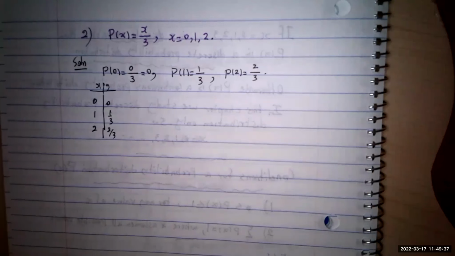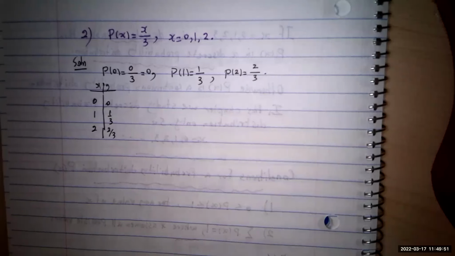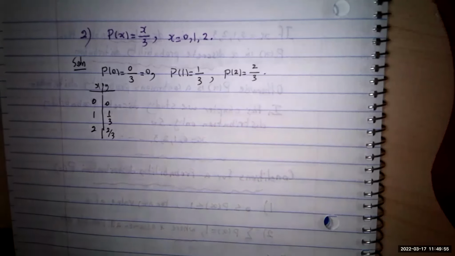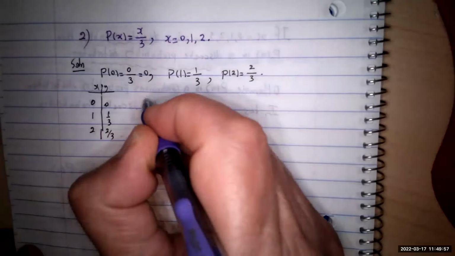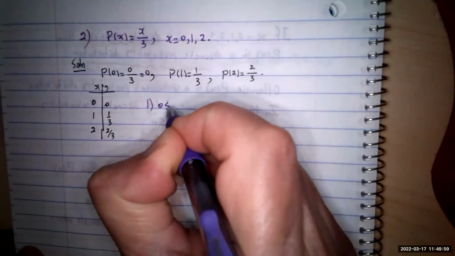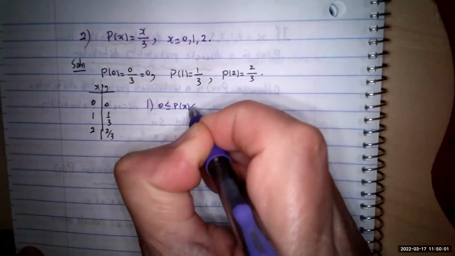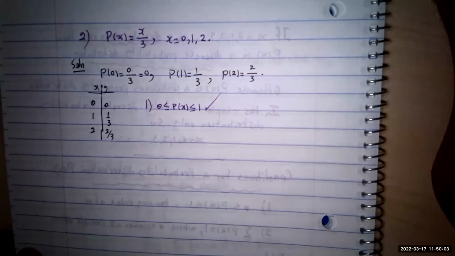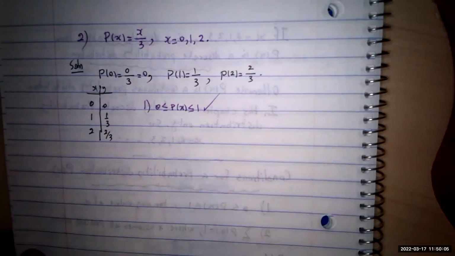The first condition is satisfied because the value of the function is 0, a third, and 2 thirds. They are all positive, between 0 and 1. And if you add the values together, 0 plus 1 third plus 2 thirds would be 3 over 3, which is 1. Okay, so we just noted that, yes, the first condition is satisfied. Everything is between 0 and 1.